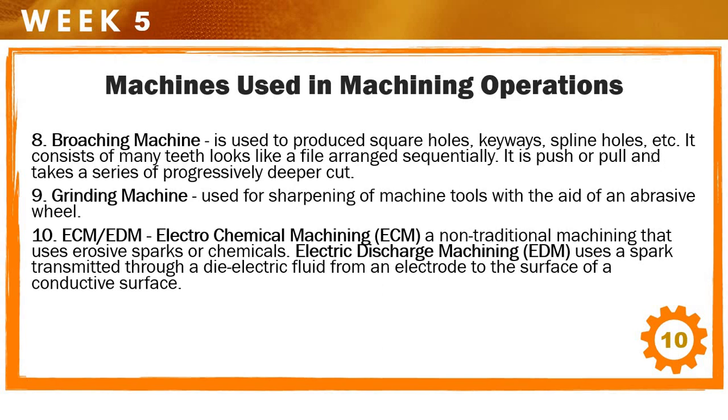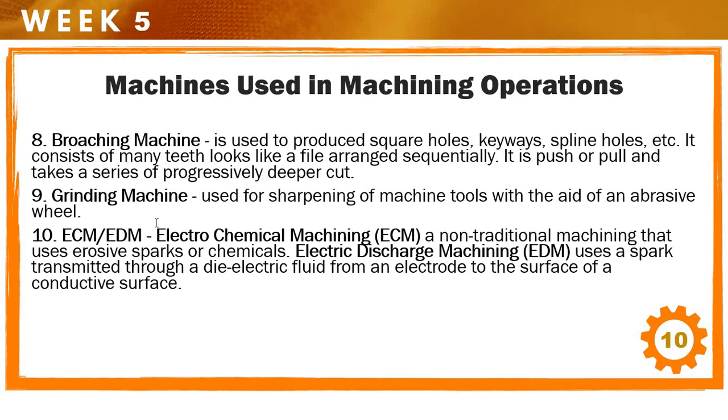So when you use a broaching machine, you can produce many different shapes of a hole. It consists of many teeth. So it is for making many shapes of a hole. It looks like a file arranged sequentially. So it is pushed or pulled and takes a series of progressively deeper cuts.